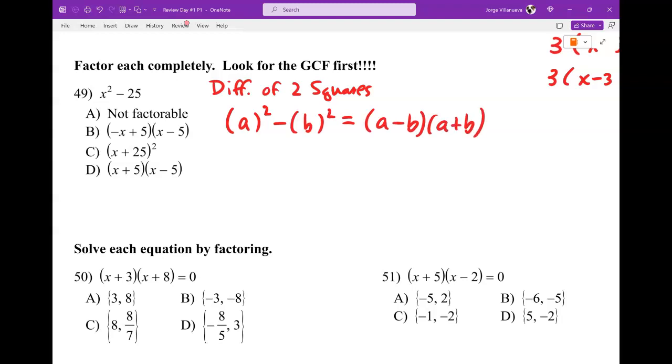These are supposed to be easy to do. You just got to figure out what squared is x squared and what squared is 25, right? So what squared is x squared? This one's usually an easy answer. Like what do I square to get x squared? Just an x, right? What do I square to get 25? 5. So my answer is just x minus 5, x plus 5. So, part D.